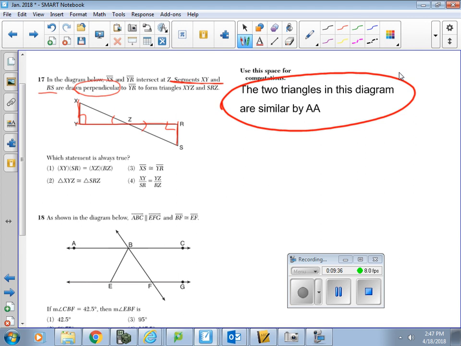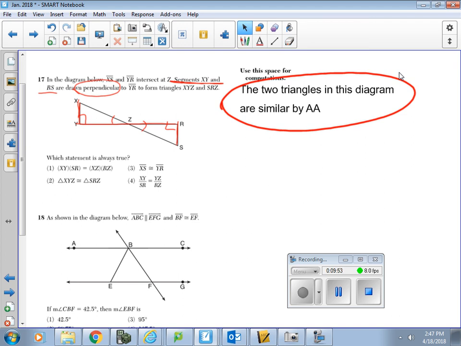Now, we don't know that they are congruent. And that's a mistake students make, they think they're congruent. Well, we don't know that they're congruent. I mean, you can look at the picture and say, well, they look congruent, but we don't ever look at diagrams that way. We look at what we can prove, and we can prove that they are similar.